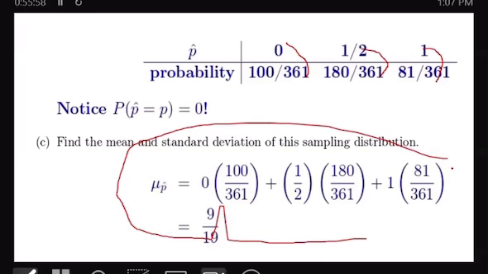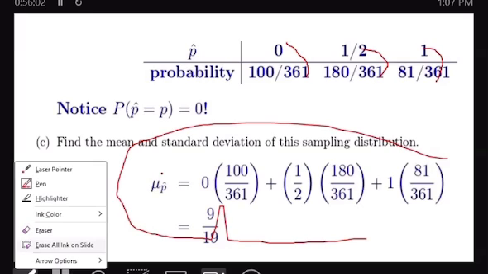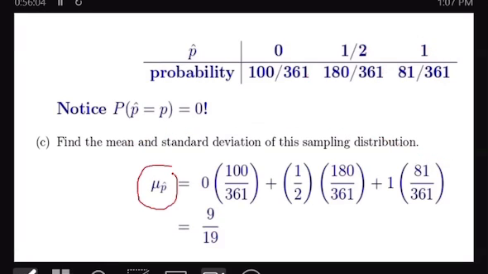Now, I need you to pay attention. Look at this notation. What is it saying? Mean of the sampling distribution of statistic. What statistic are we talking about? Proportion. That's why you say mu p cap. And that gives you that.